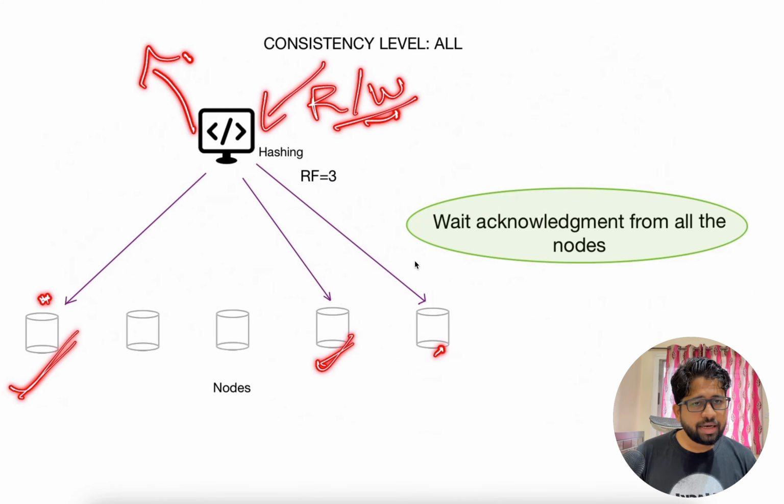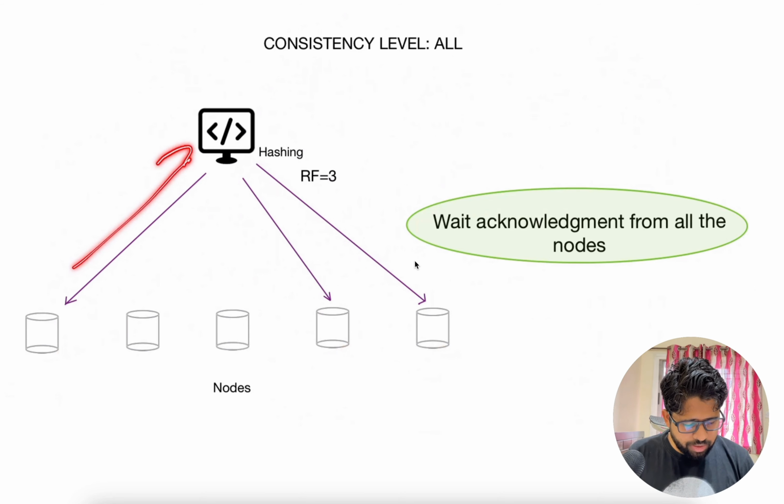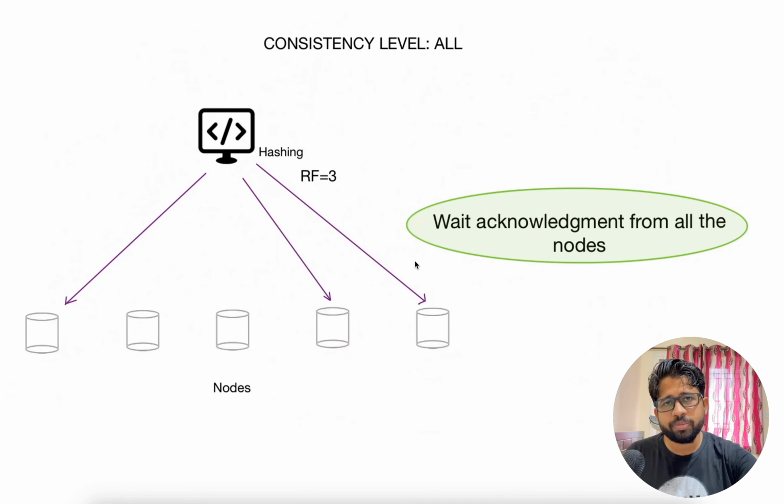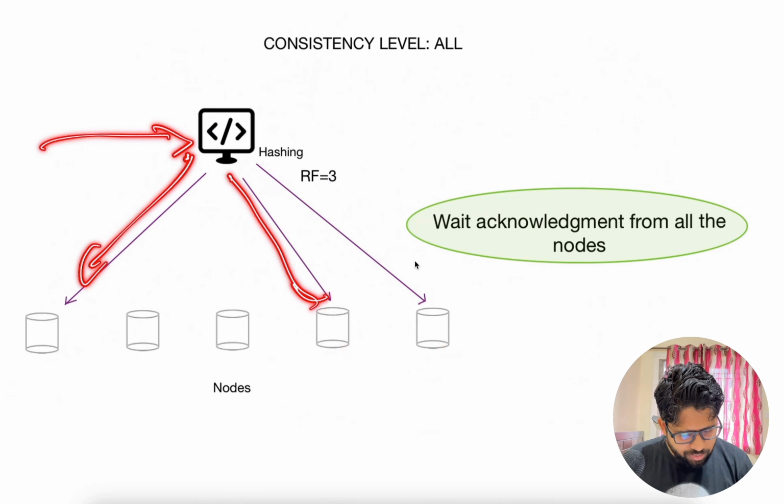So consistency level ALL says that whenever a request comes to the coordinator node, it will wait for the response from all the replicas. So it should not happen that I get acknowledgement from here, but I didn't get acknowledgement from the remaining 2. If I didn't get the acknowledgement from the remaining 2, then I would say that it's not done. So the consistency level ALL means you will get the acknowledgement from all the nodes and then only proceed. So what happens is that a request comes to the server, then it will make the request to the remaining nodes in which the data lies.